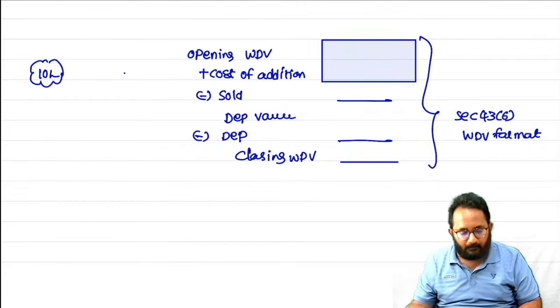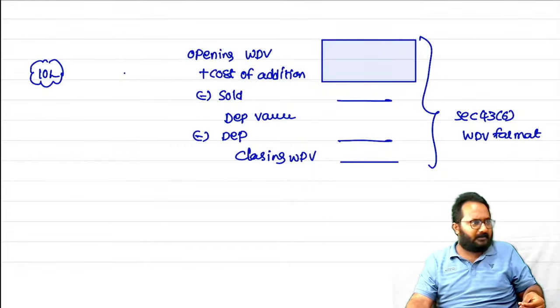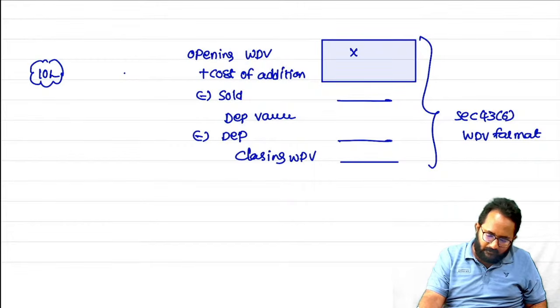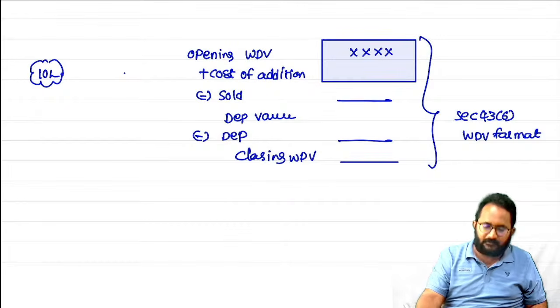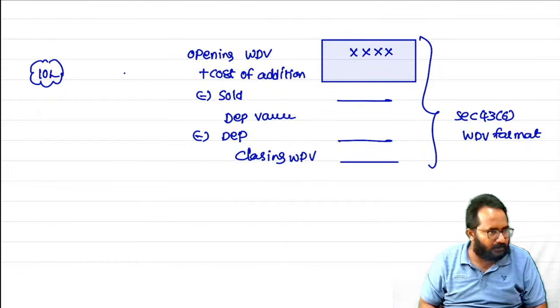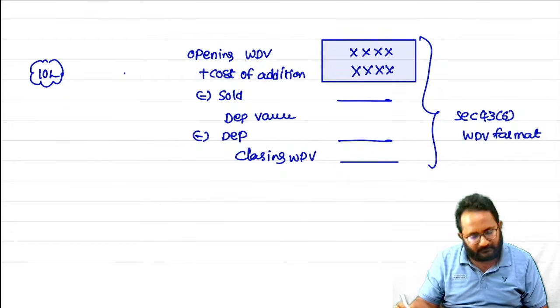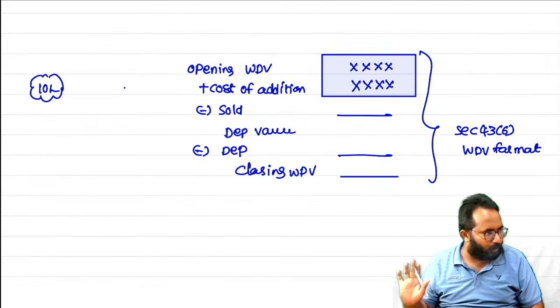For example, 10 lakh we purchased, and for the last 5 years we claimed depreciation. Now opening WDV will be the present market value of that asset, not the historical cost, right? Okay, if anything is added to this block, now you can take both the things.